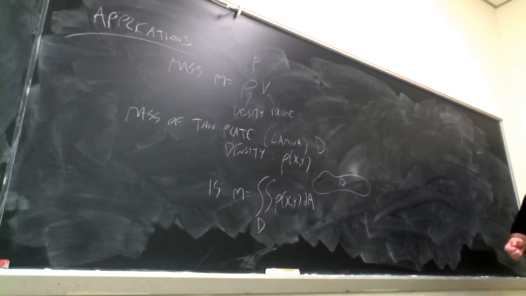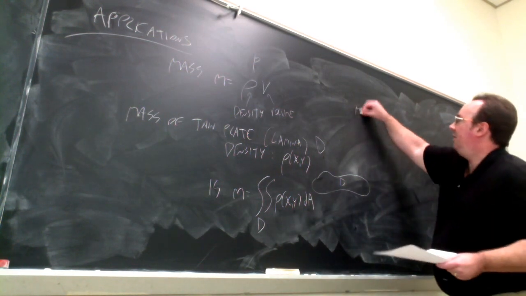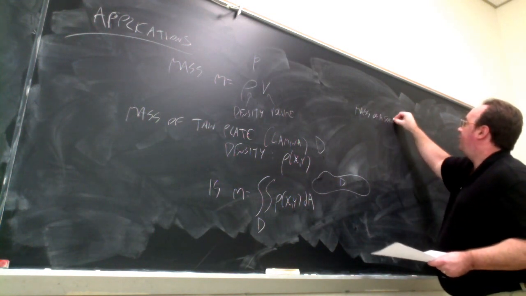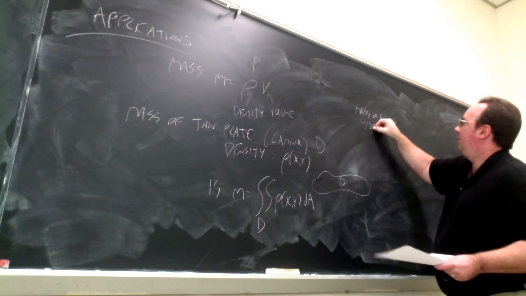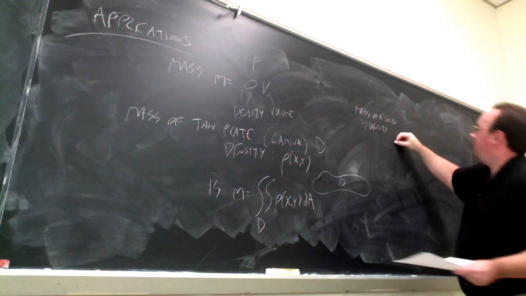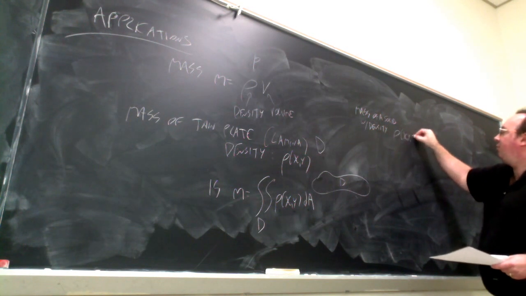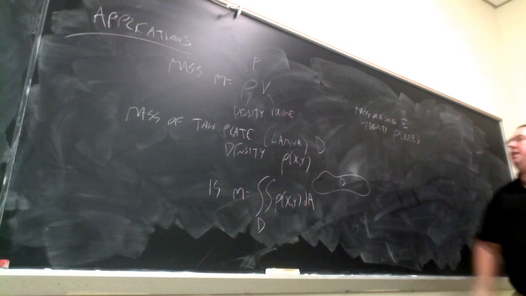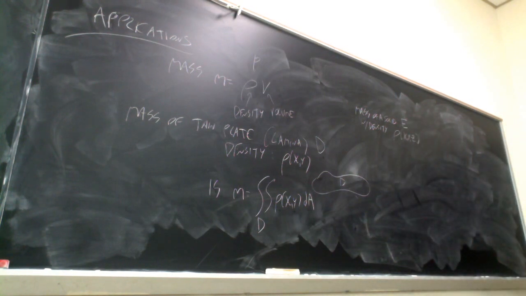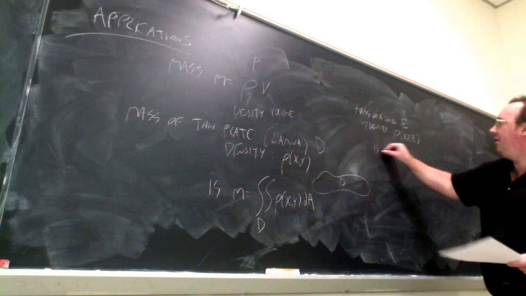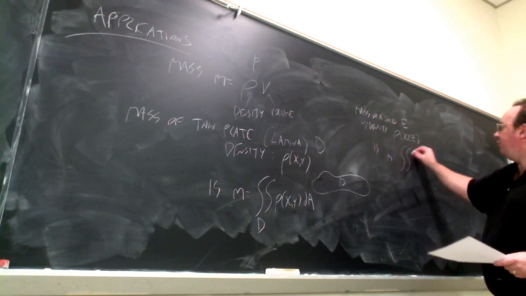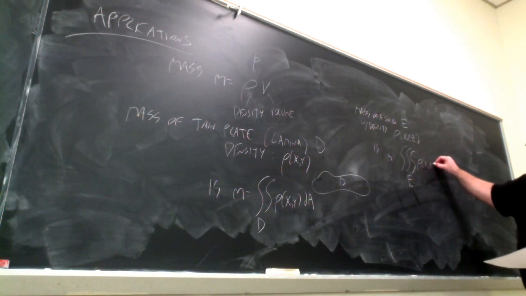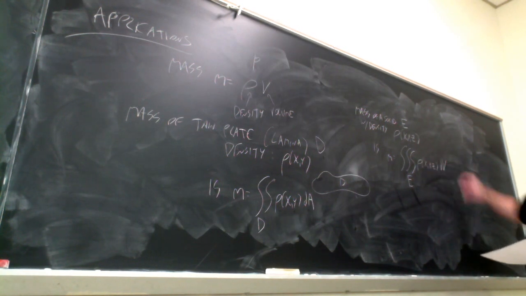And if you have a three-dimensional solid with density as a function of x, y, and z, and I'll use the letter E to refer to the solid, whatever shape that might be, then m in that case is just going to be a triple integral over that solid of your density function.